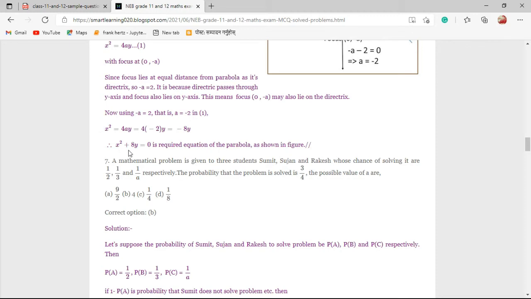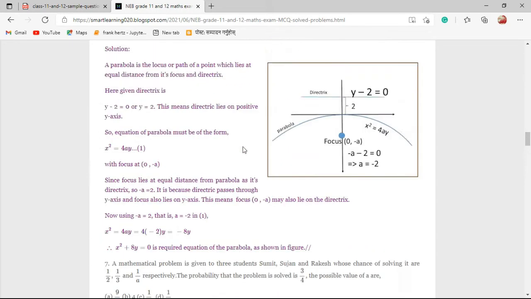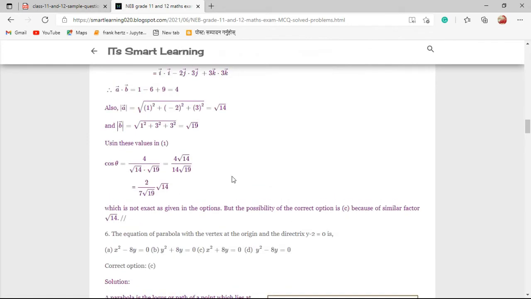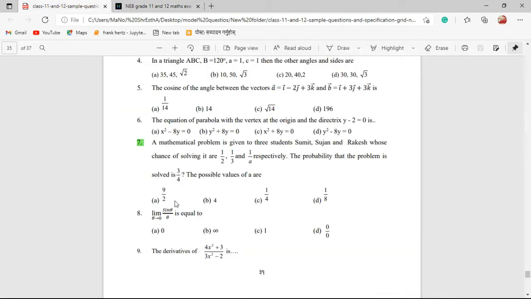So x square plus 8y is equal to 0 is the required equation of the parabola. Okay, so the answer will be option C. The correct option is C. In this way you can solve question number 6 as well. Now let's move on to 7.